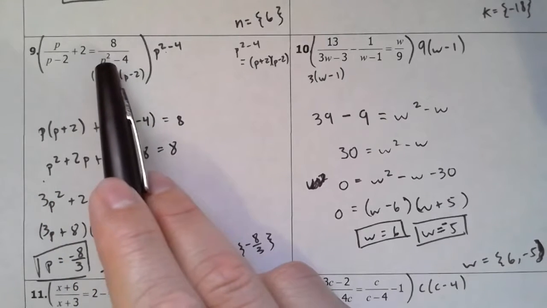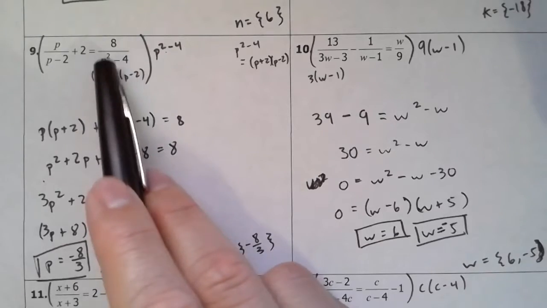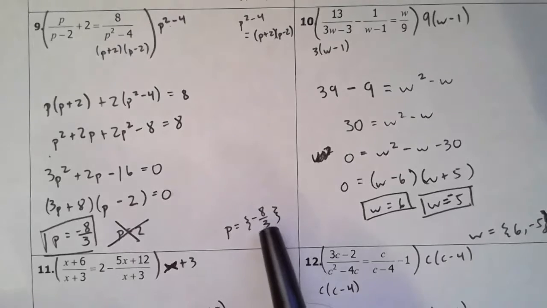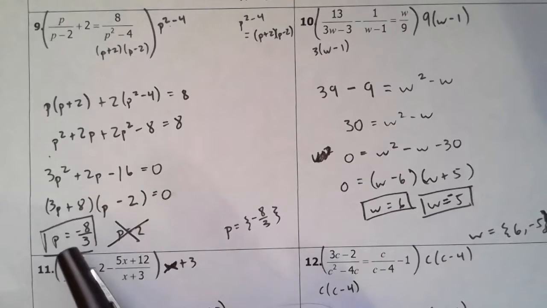Here as well, 2 squared is 4, minus 4, I get 0. So this solution does not work, so then my solution set is only negative 8 over 3.